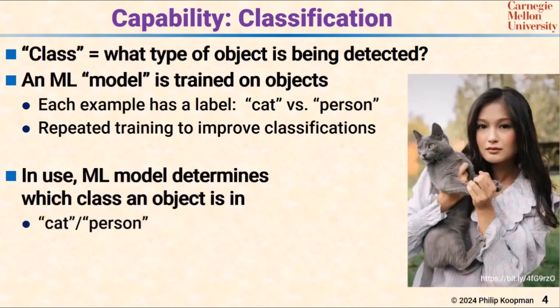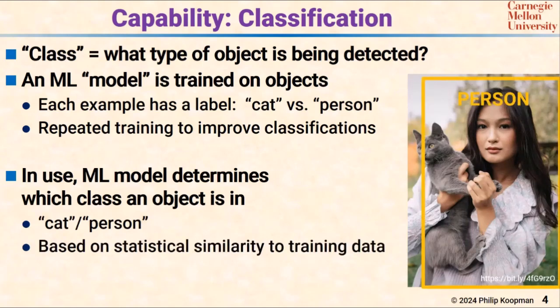So in practice, for classification, you just say, here's a picture, and you have to have some way of saying, oh, by the way, here's an object. Details aside for our discussion, we'll draw a box, and you say, well, is it a cat or is it a person?